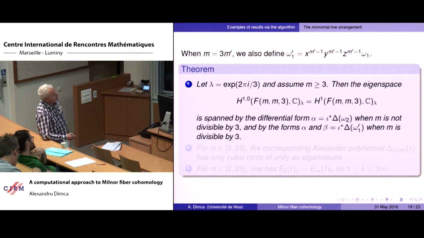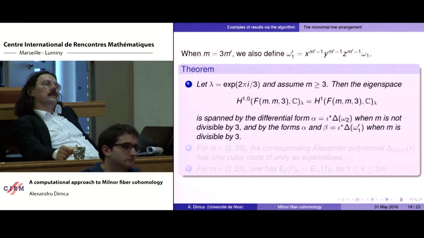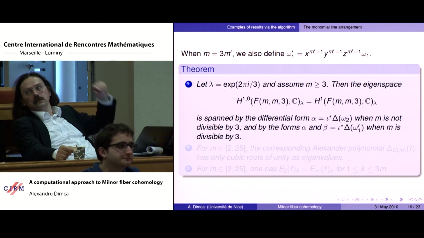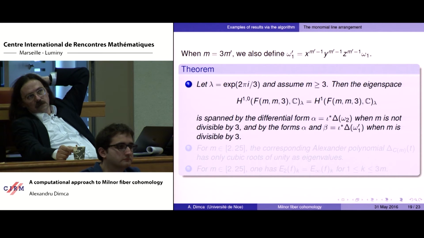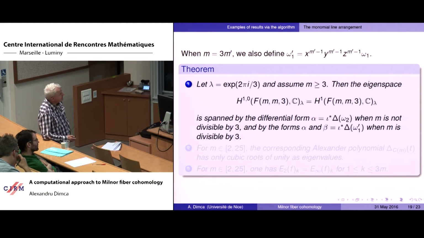It appeared in a paper by Măcinic, Papadima, and Popescu 2 or 3 years ago. And so they knew the dimensions, but what is new here is that we can produce explicit bases for these eigenspaces.